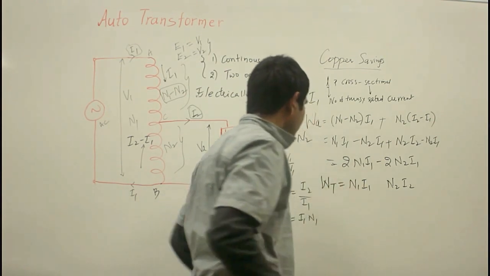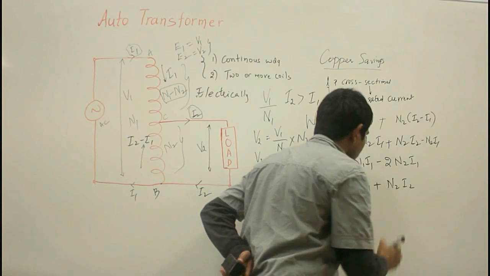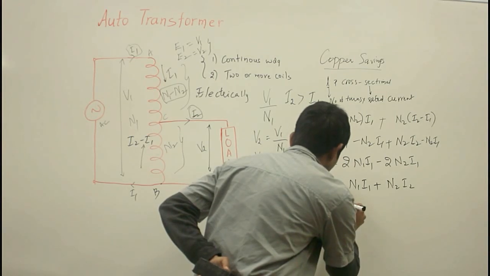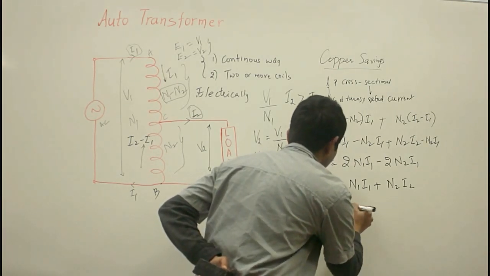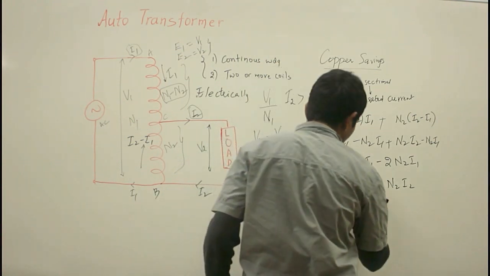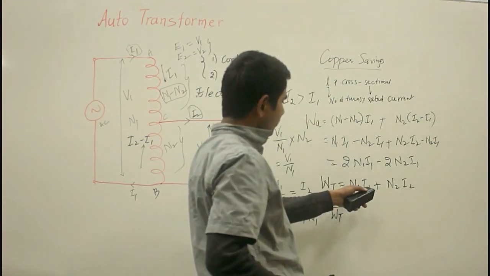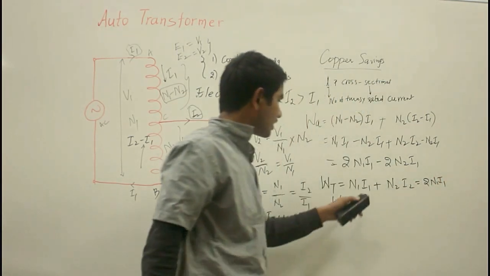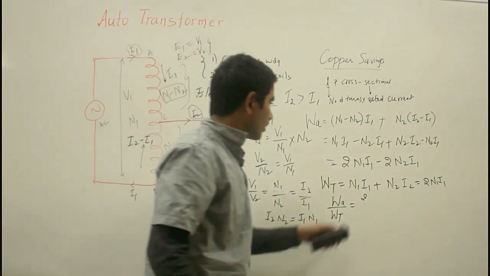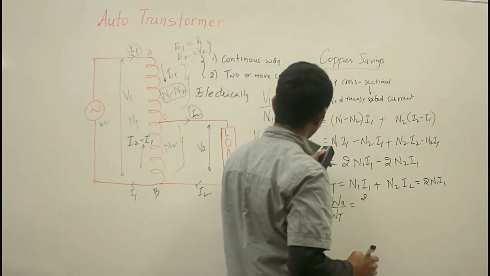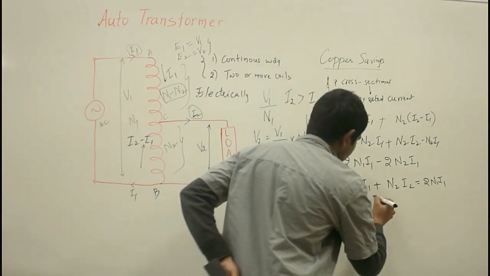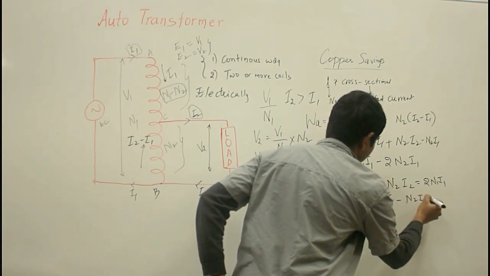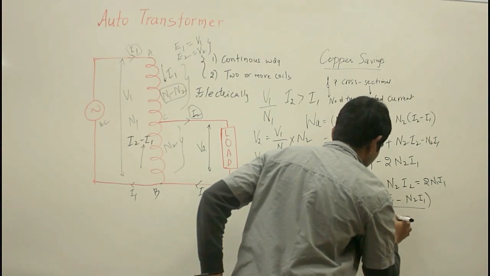So WT will be given by the summation of these two copper weights. Now let us find the ratio of WA upon WT. It is given by 2 times of N1 I1, because N1 I1 is equal to N2 I2 in my transformer. Now if I take 2 from the weight of copper in auto transformer, so 2 times N1 I1 minus N2 I1 upon 2 times of N1 I1.